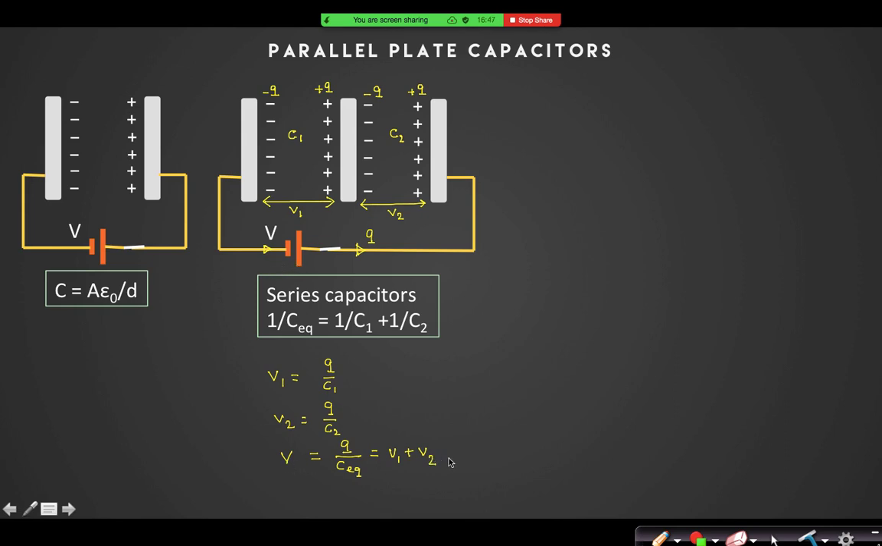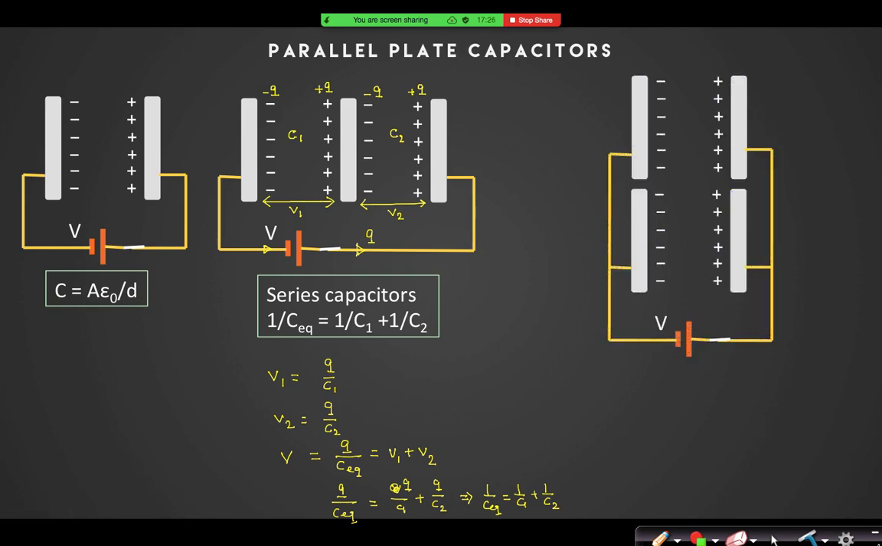Now just do it, V equal to V1 plus V2, then what will be C equivalent? Can I say Q divided by C equivalent is equal to V, and V is V1 plus V2, that is Q divided by C1 plus Q divided by C2. So I can say 1 by C equivalent is 1 by C1 plus 1 by C2. Can you understand that proof? Yes sir. Can you try a similar proof for parallel capacitors?